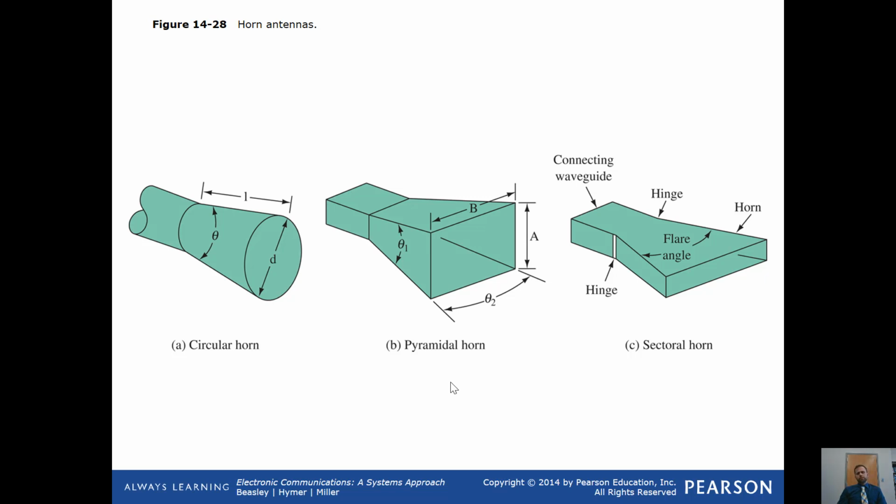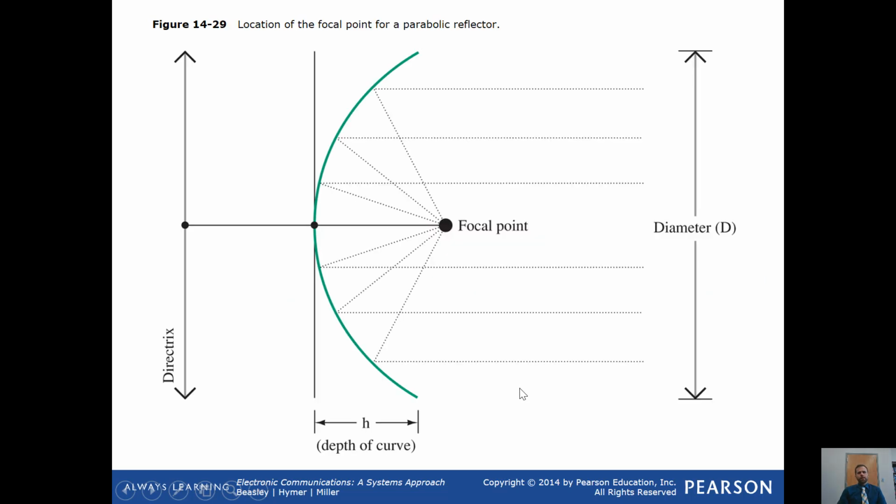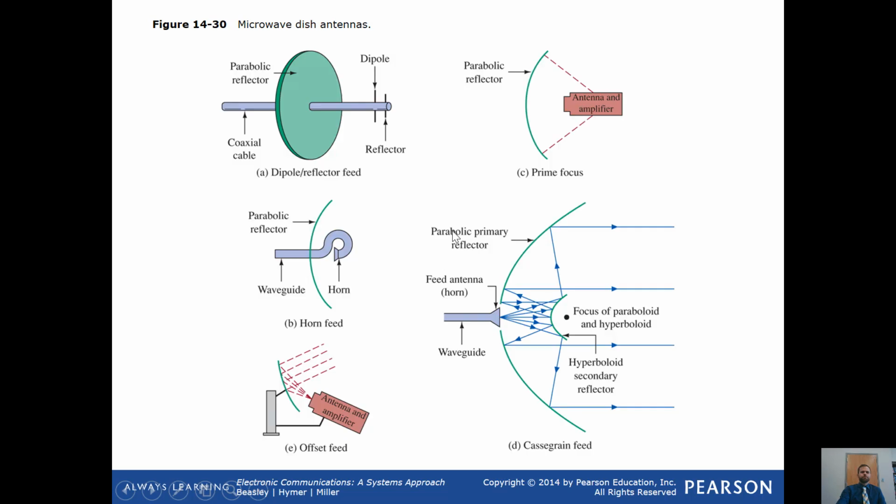So here are some examples of horn antennas. There's a circular, a pyramidal, and a sectoral horn. A picture's worth 1,000 words. You can see the shape right here. And then we also have the location of the focal point for a parabolic reflector. You probably recall from physics studying lenses and focal points. That does play into antenna design with parabolic reflectors. There's the depth of the curve, h, and the diameter of the reflector itself. And there's the directrix and the focal point.